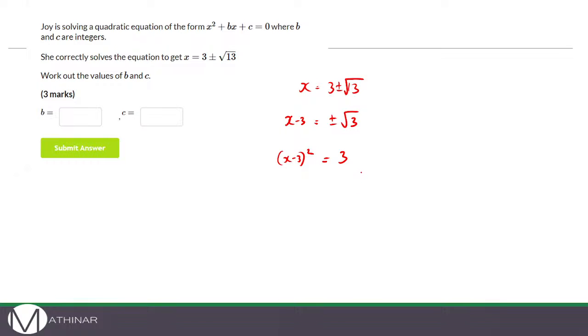From here, I'm going to expand. So that's x squared minus 6x plus 9 equals 3. And then bring that 3 across. x squared minus 6x plus 6 equals 0. Therefore, the value of b is minus 6 and c is plus 6. We have that.